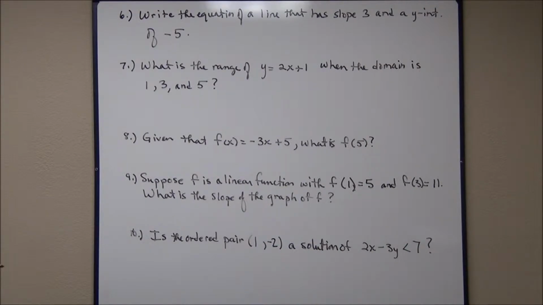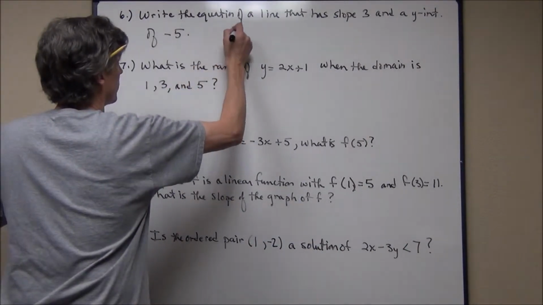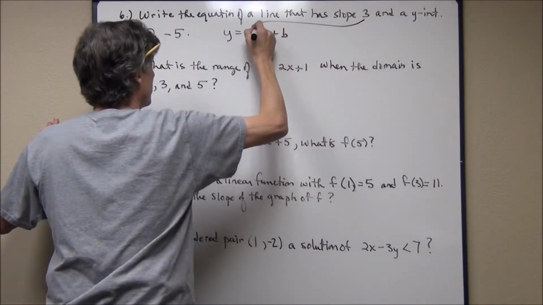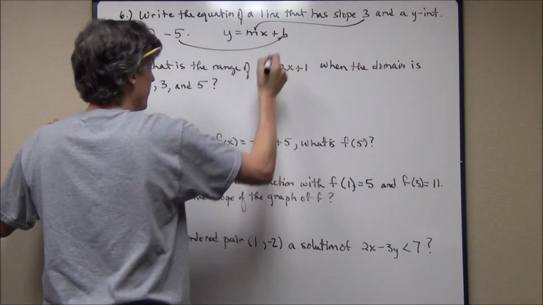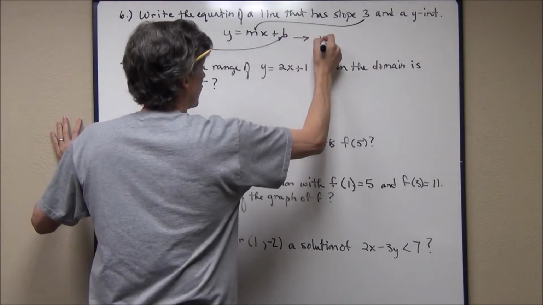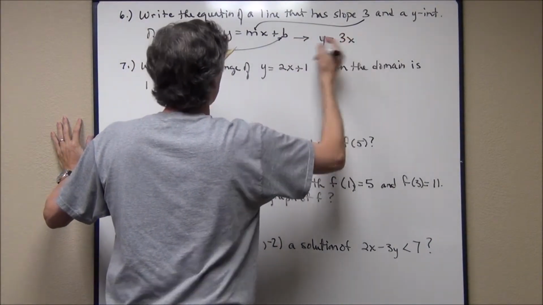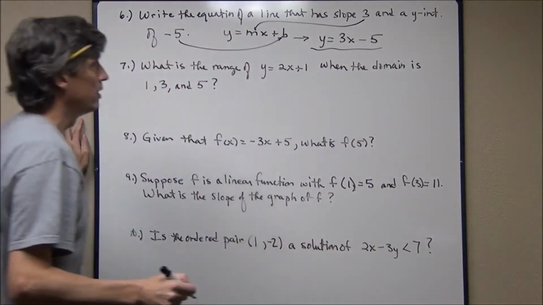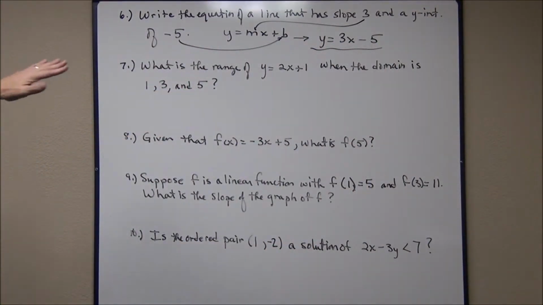So what I'm going to do here is go right to slope-intercept form, because they have given me the slope and they have given me the y value of the y-intercept. So that would be y equals 3x plus -5, which is the same as y equals 3x minus 5. So that was very simple. You just directly substitute in for the m and the b there.